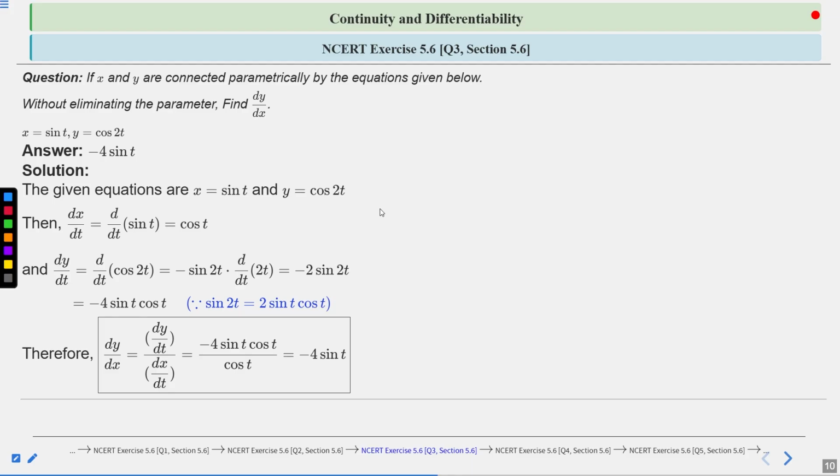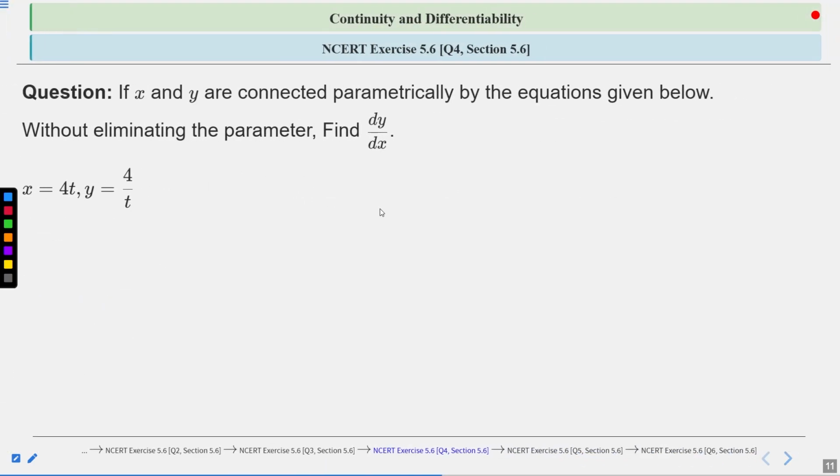Let us move to the next question. Hope it's clear to all. Next question is basically if x and y are connected parametrically by the equations given below, without eliminating the parameter, find dy by dx. Again, x is equal to 4t and y is equal to 4 by t.